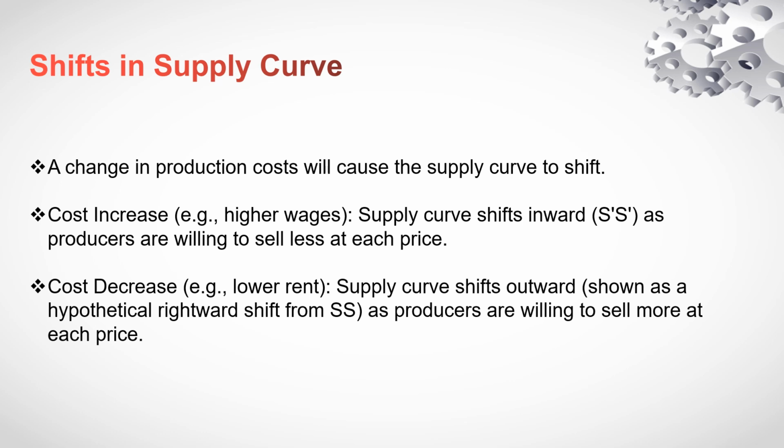Cost decreases, let's say lower rent. The rent goes missing altogether, if I say so. Why? Because there was a national highway or an international bypass or a particular vicinity which pulled in the crowd, but this facility, this national highway or the road has been diverted. Now what happens? Automatically rent goes down. People are not willing to have their shops out there. The supply curve shifts outward, shown as a hypothetical rightward shift to S2, as the producers are willing to sell more at each price point.